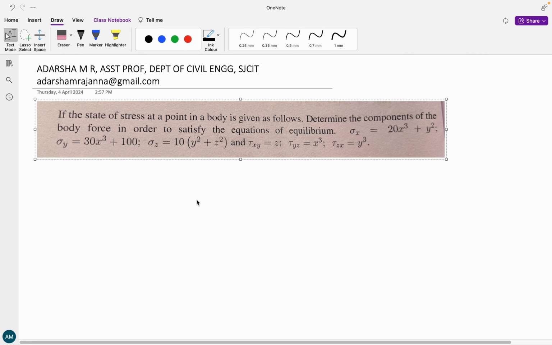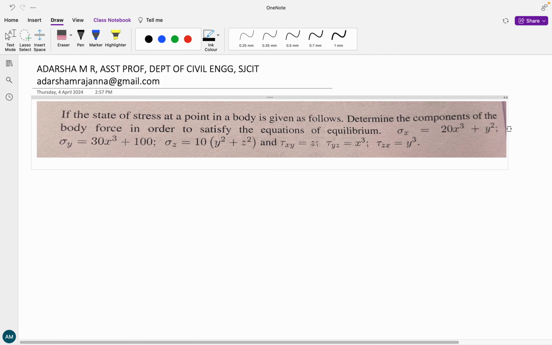Good afternoon everyone. This is the third variety of problem. We have solved two varieties. The first variety was to find the unknown shear stress, or it might be the normal stress, and the second variety was to just check if the given stress equations do satisfy the equations of equilibrium or not. Now the third variety is to find out the component of body forces.